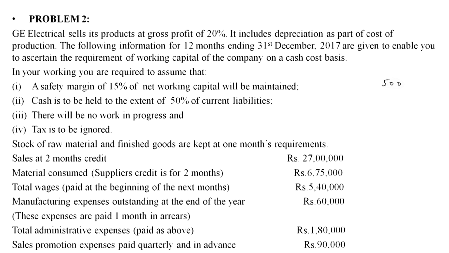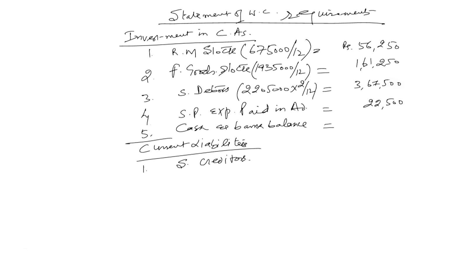How much is the total material we are using? We are using total material of rupees 675,000, and for a period of 2 months we are getting a credit. So this much of the funds will come from the sundry creditors: 112,500.